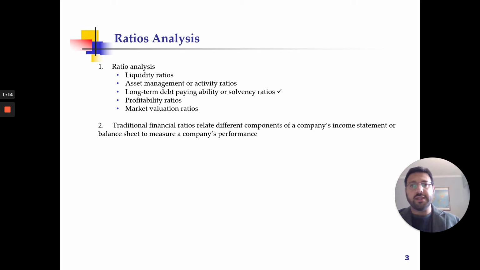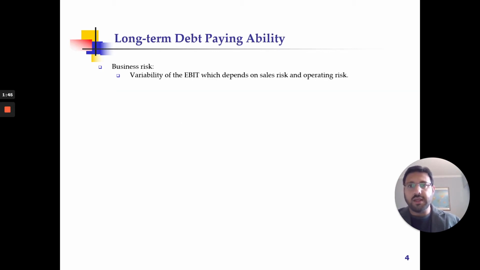So again, the debt ratio or the long-term debt ratio and the solvency ratio come under the bigger umbrella of ratio analysis, and there are other ratios as well, like liquidity ratios, asset management ratios, profitability ratios, and the market valuation ratios. But in this video we will be specifically looking only at the long-term debt paying ability ratios or the solvency ratios.